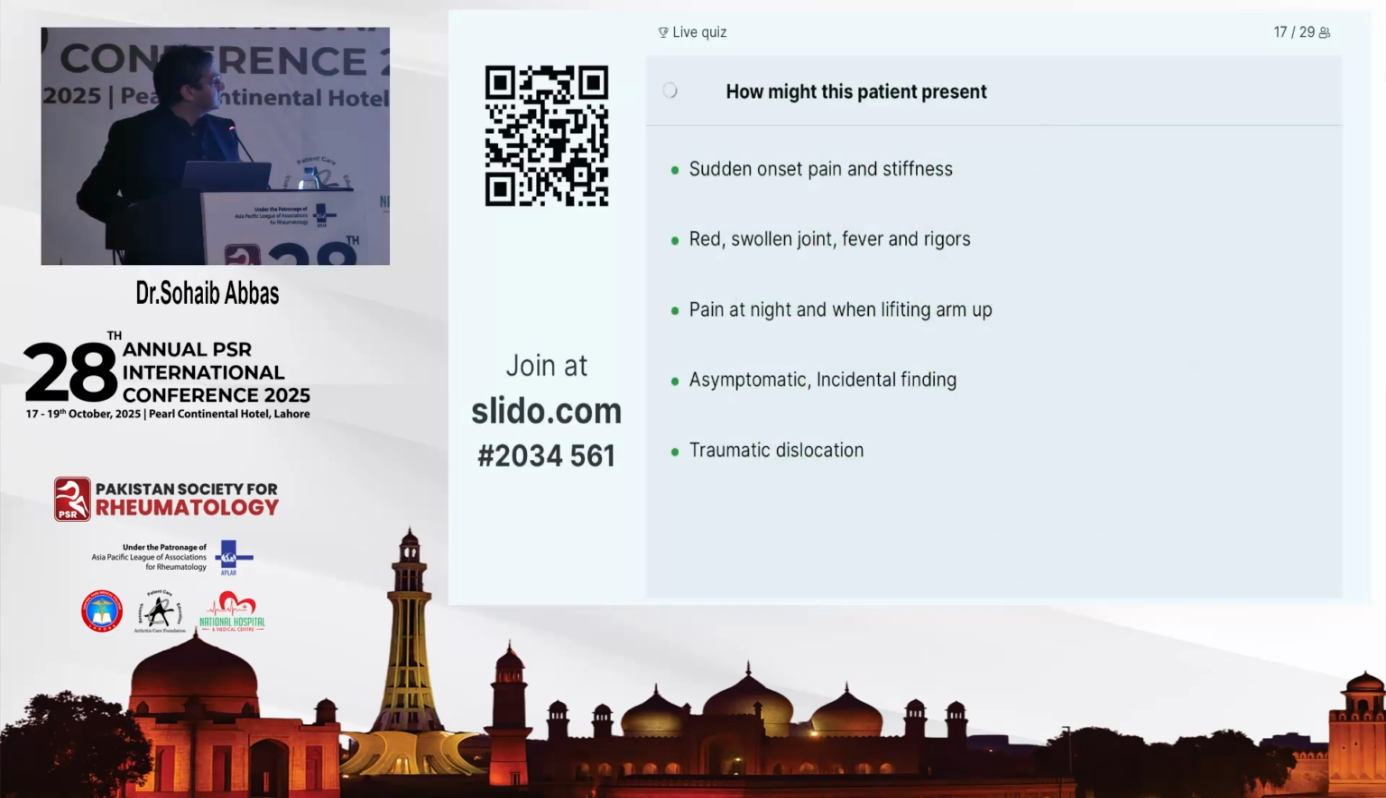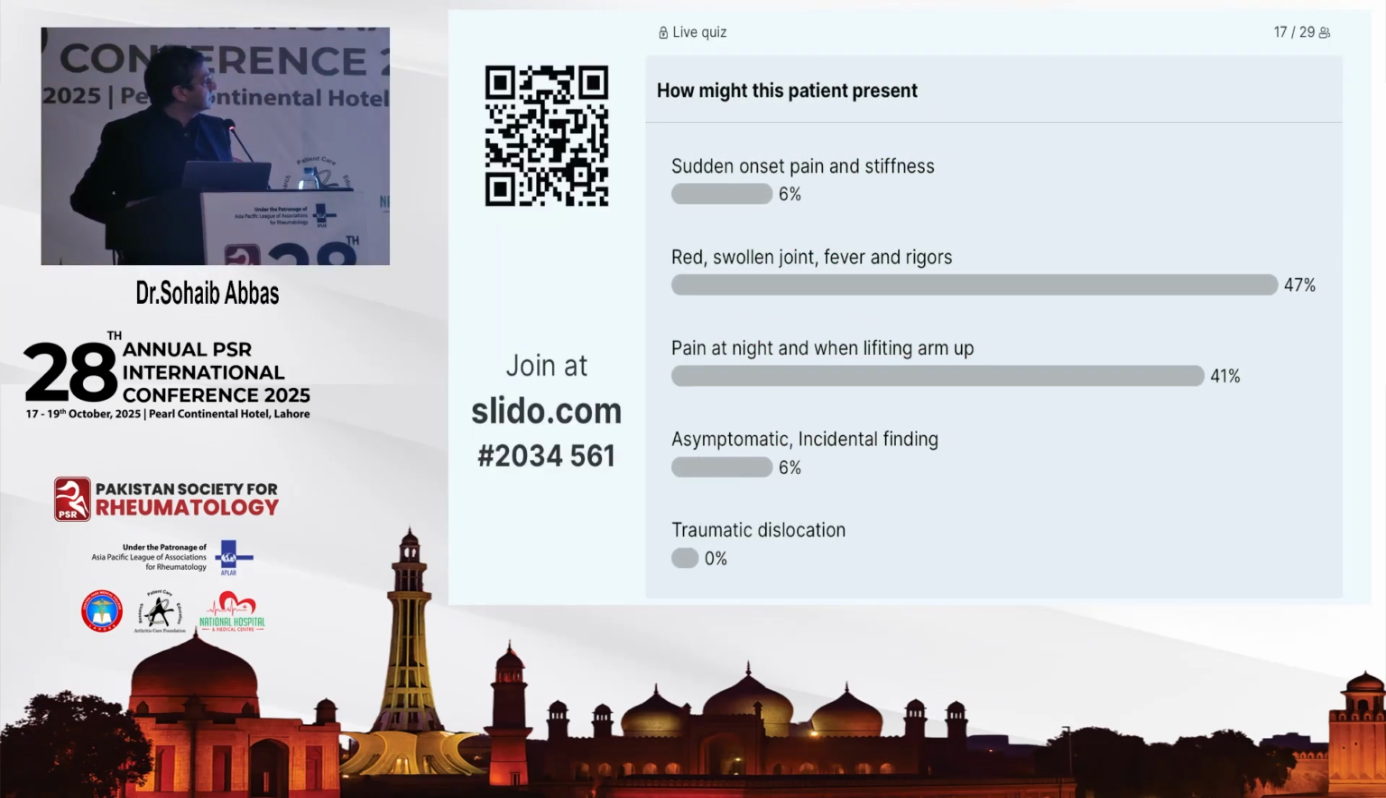The other differentials that are given here, they tend to occur with different things. So sudden onset pain and stiffness is more to do with adhesive capsulitis. Red swollen joint would be a septic arthritis. This is your correct answer. And asymptomatic incidental finding, that's unlikely. And traumatic dislocation, also unlikely.